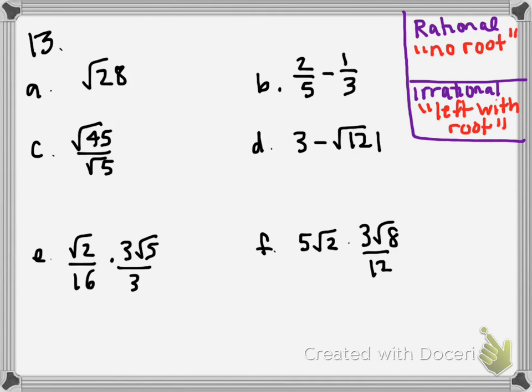And the easiest way to think of these is if you don't have a root left after you simplify, it's rational, and if you're left with a root, then it's irrational. So for part A, square root of 28, is this going to simplify as a whole number? Well, nope, because 28 is not a perfect square. So we're left with a root, so this is irrational.